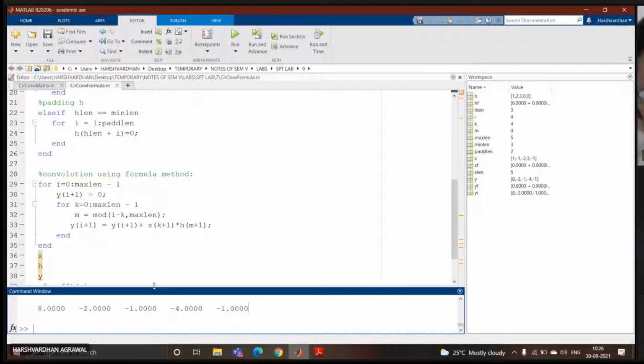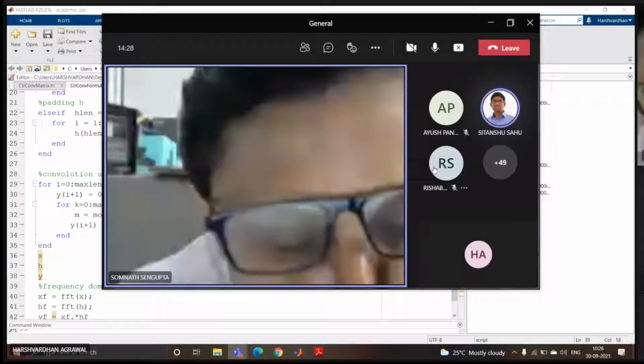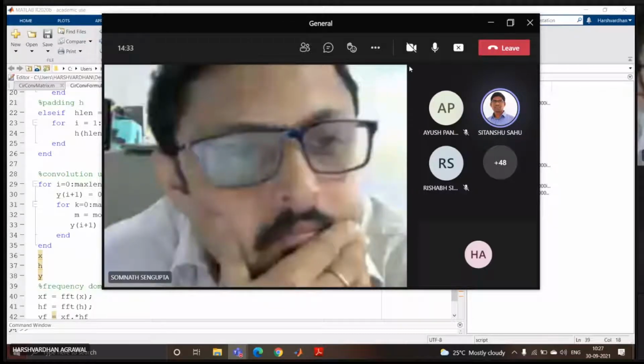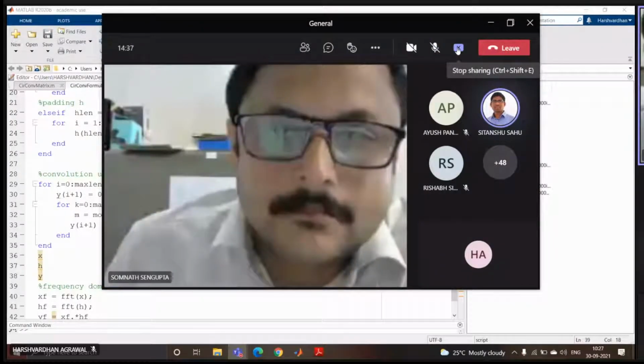So what you understood, what you studied in the theory, convolution in time domain is equivalent to multiplication in frequency domain, isn't it? Yes. Okay, so you can add this one in your lab journal. All right. So all of you got the idea how to do it in frequency domain. Is anyone having any query, or you can do it?